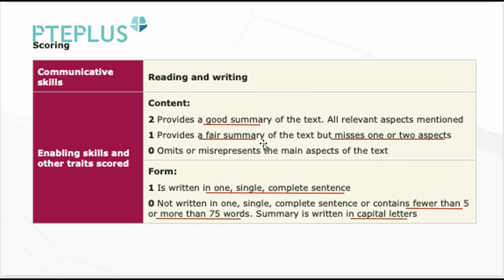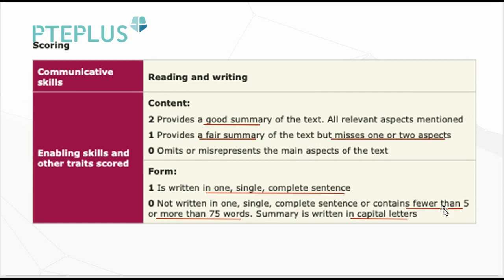So the difference here is you're missing out on some aspects, and if you get 0, it means you omit or misinterpret the main aspects of the text. In terms of form, 1 is for written in a single complete sentence. So here, once again, we see the word single sentence. 0 is for not written in one single complete sentence or contains fewer than 5 or more than 75 words. Summary is written in capital letters.